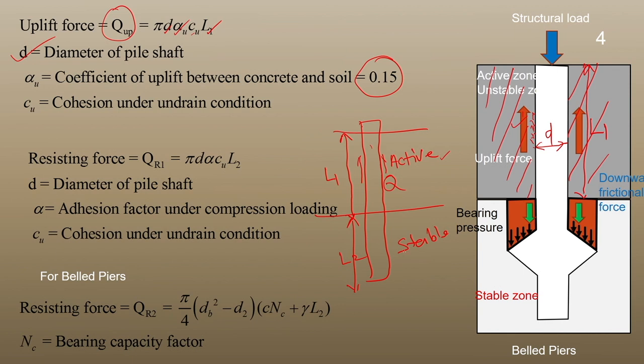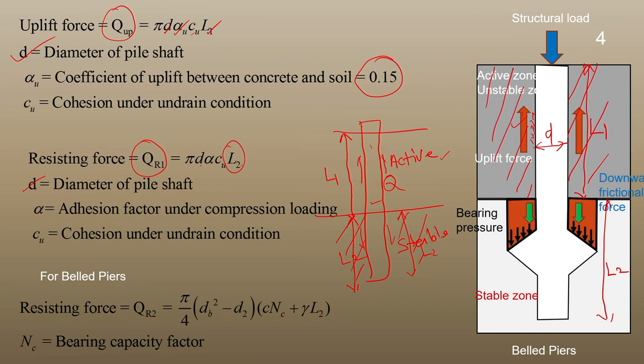and the resisting force will come from this stable zone. That means the resistance against the uplifting will be provided by the shaft friction in the stable zone. So, the resisting force QR1 in the stable zone will be equal to pi d into alpha into Cu into L2, where d is the diameter of the pile shaft, alpha is the adhesion factor under compression loading, Cu is the cohesion under undrained condition, and L2 is the length of pile in the stable zone. So, this is L2. This is the case when we use a slender pile without any bell.